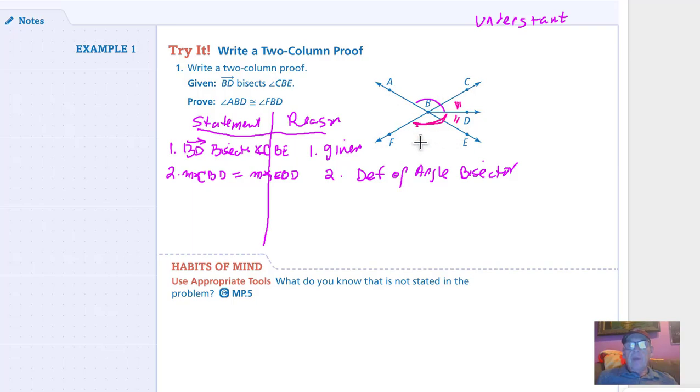ABC and FBE are vertical angles. So maybe I want to note that. Angle ABC, angle FBE are vertical angles. That's my abbreviation for angles. And that would be the definition of vertical angles.